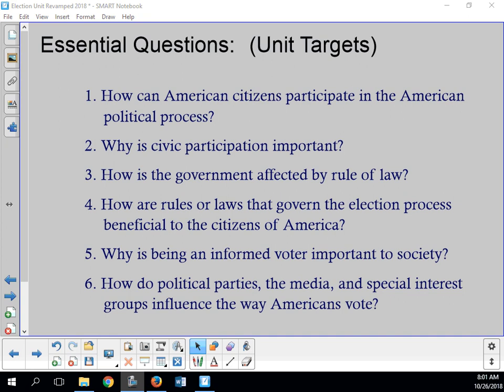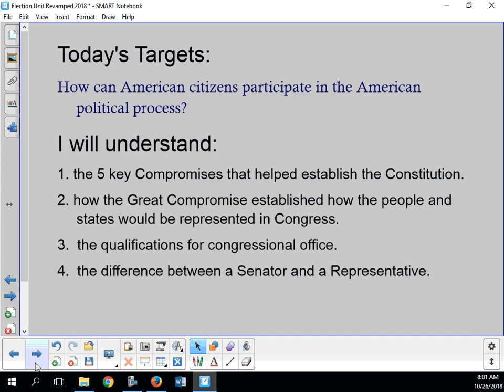With that in mind, we are going to move forward, and as soon as I get my cursor, there it is, we will start. All right, now, that was unit targets. Those are what we are shooting for the whole unit. Now, we're going to have daily targets. You do not need to write this portion, but you do need to write this. We're going to focus on the very first question in the unit targets, and that is how American citizens participate in the political process.